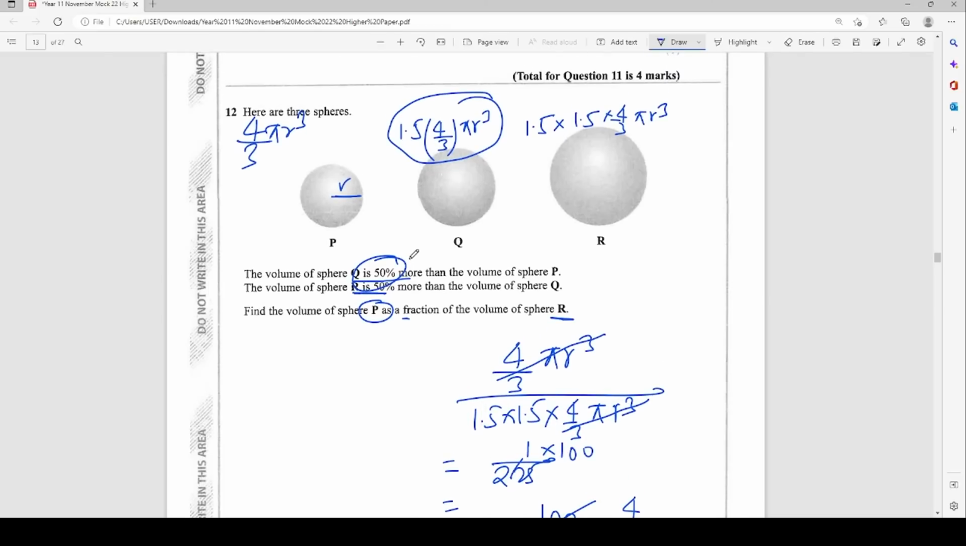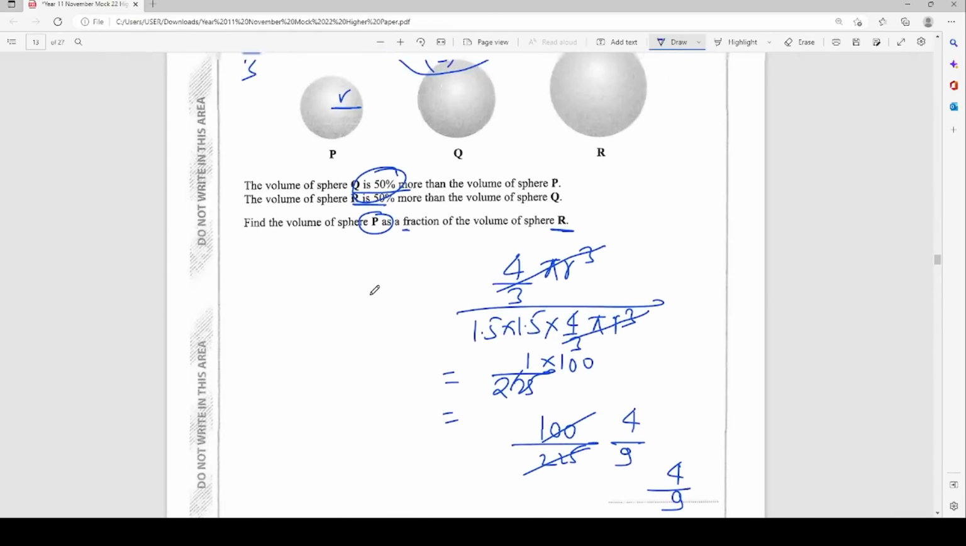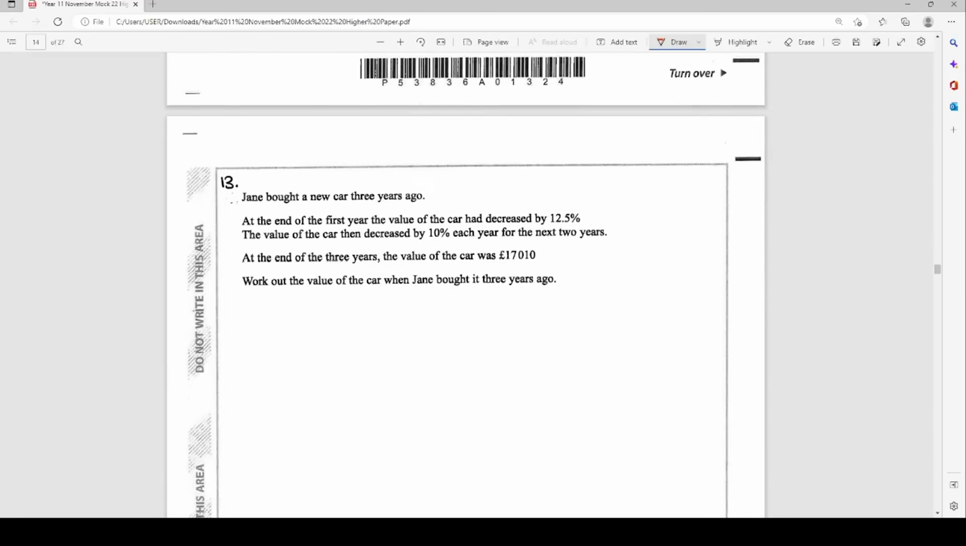So this question uses the concepts of multiplier and the concept of volume. You need not even write 4 by 3 pi r cubed, you can actually use V. So the alternative, if you want to make it easier: V, this is 1.5 times V, and this is 2.25 V, and then you can take the fraction, V over 2.25 V, and you can even use your calculator. So 1 over 2.25, if you use S to D, you will get 4 over 9. So that should be an alternative method, or any other valid method is absolutely fine.